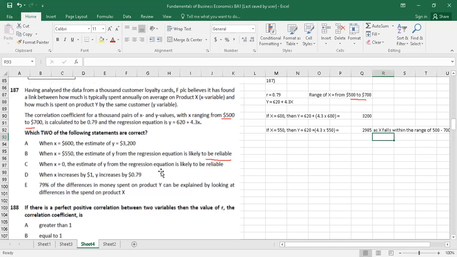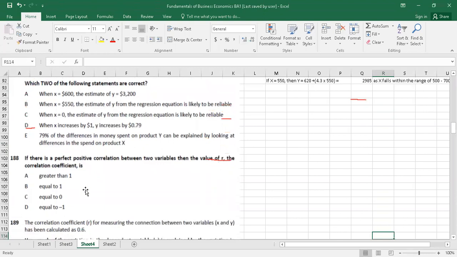Then C cannot be the case because x is 0, which is not between the range of 500 to 700. When x increases by 1, y should increase by 4.3, not 0.79. 79% is the percentage of the strong bond between y and x. So it is not E. So we have the correct answers as A and B.